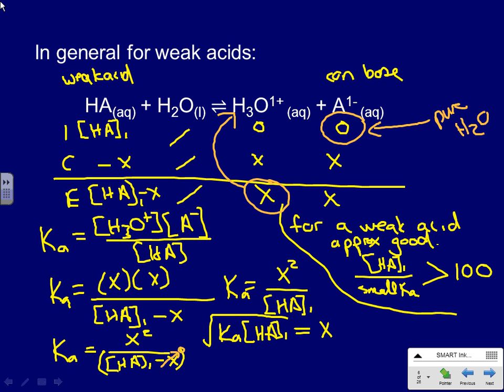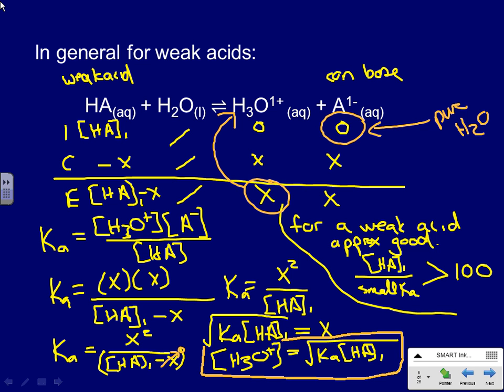This is very important. Just like in solubility, where X was the molar solubility, in a weak acid-base calculation, in this case the acid, the X is the H3O plus. Now that's really powerful, because now I have an equation that says H3O plus is equal to the root of Ka times HA initial. And that's if it's weak enough. And that right there is the useful one.